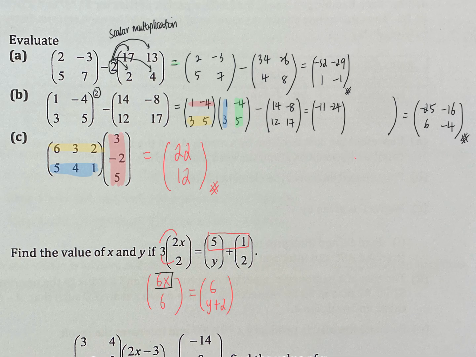Correct. So we compare. 6x must be 6, so x must be 1. Then we compare the second one. 6 must equal y plus 2. That means y must be 6 minus 2, which is 4. So compare term by term. They must be equal. Whether I ask you to multiply or to compare, make sure you know how to do it.